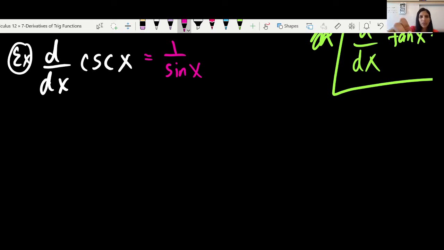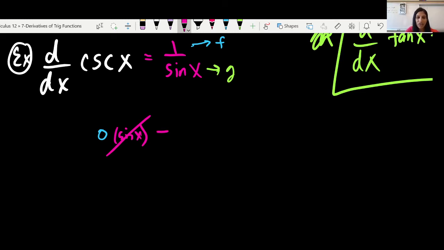Okay, so we could again do the same old thing. Like I can say, okay, that's f and that's g. And we can do our quotient rule. So again, according to the quotient rule, I would do f prime times g. So f prime in this case would just be 0 times g, which is sine x. And that doesn't matter because it's 0 anyways.